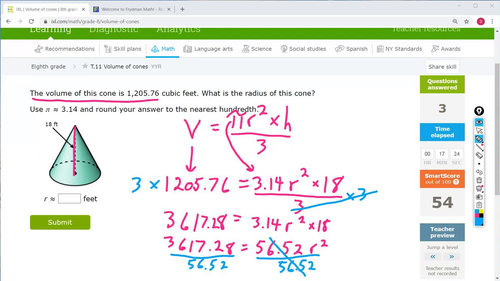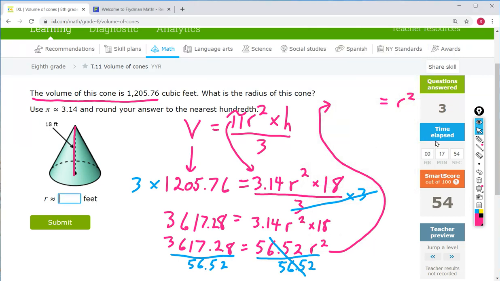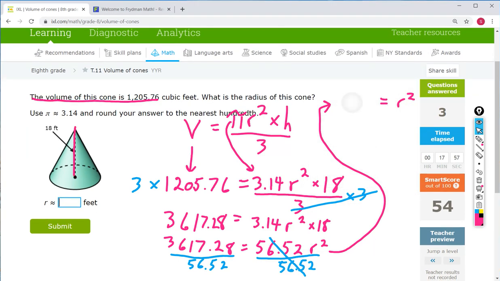So now we have, on the right side, we still have r squared. I'm running out of space, so I'm going to put all of this over here. On the right side, we still have r squared. And on the left side, we have to do 3617.28 divided by 56.52, and that'll give us 64.